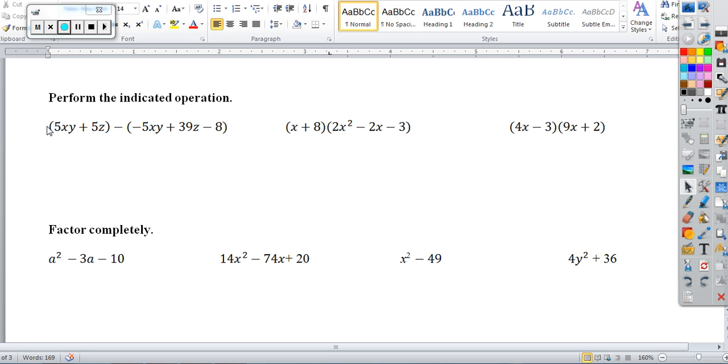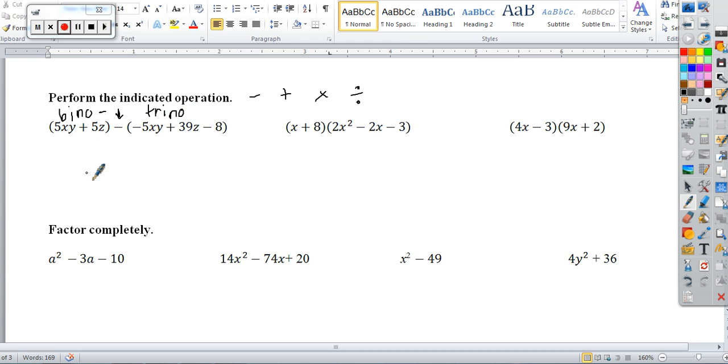So we're going to start on this problem right here. Perform the indicated operation. First of all, I'm not asking you to factor. It says perform the indicated operation. We only do 4 operations in math. We subtract, we add, we multiply, and we divide. So in this problem, analyze here that we're subtracting a binomial minus a trinomial.